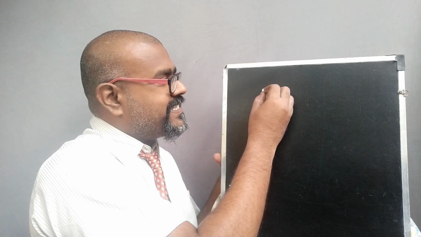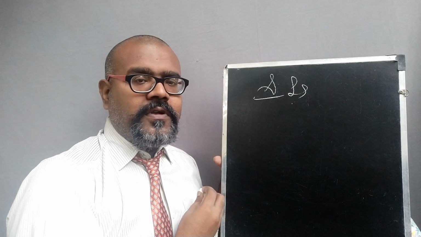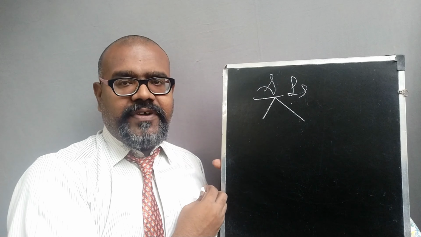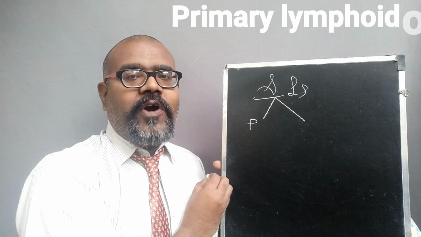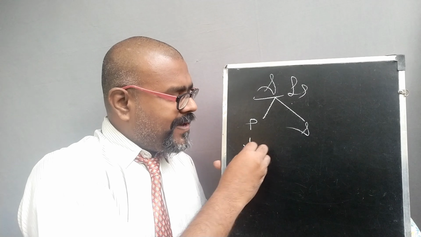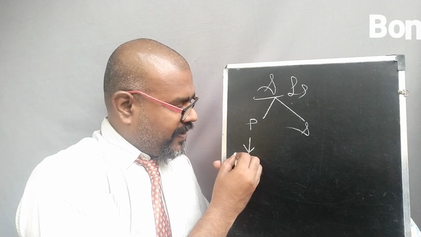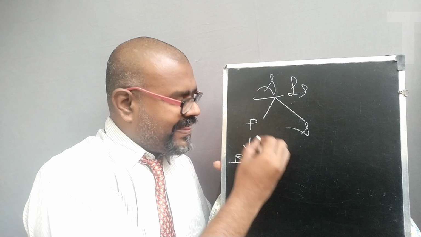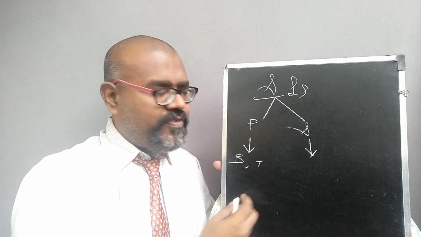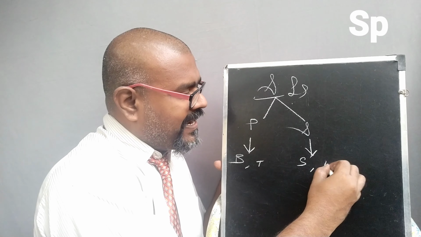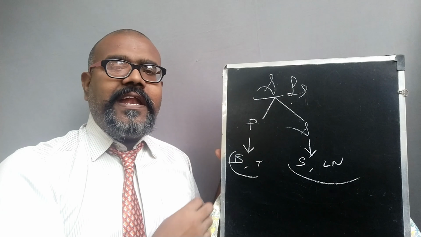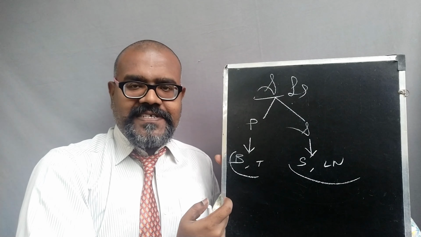Now we are going to see the structure of the lymphatic system. The structure of the lymphatic system consists of two main organ divisions. One is the primary lymphoid organs, and the other is the secondary lymphoid organs. The primary lymphoid organs consist of bone marrow and thymus. The secondary lymphoid organs consist of spleen and lymph nodes. These are very important organs coming under the lymphatic system.